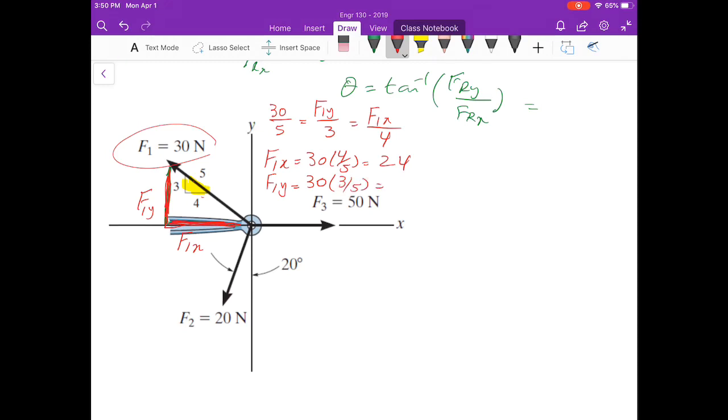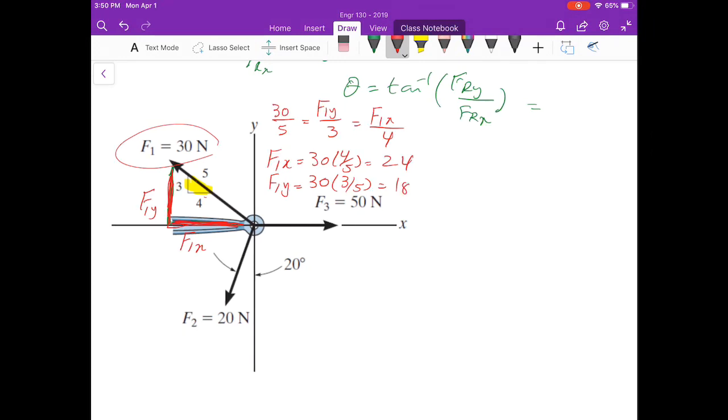The answer is 18. Again, one of them is going negative. We know that on the x we are going to the negative side, so I'm going to put this one negative. So F1x is minus. If I simplify them, F1x is minus 24, F1y is equal to 18.